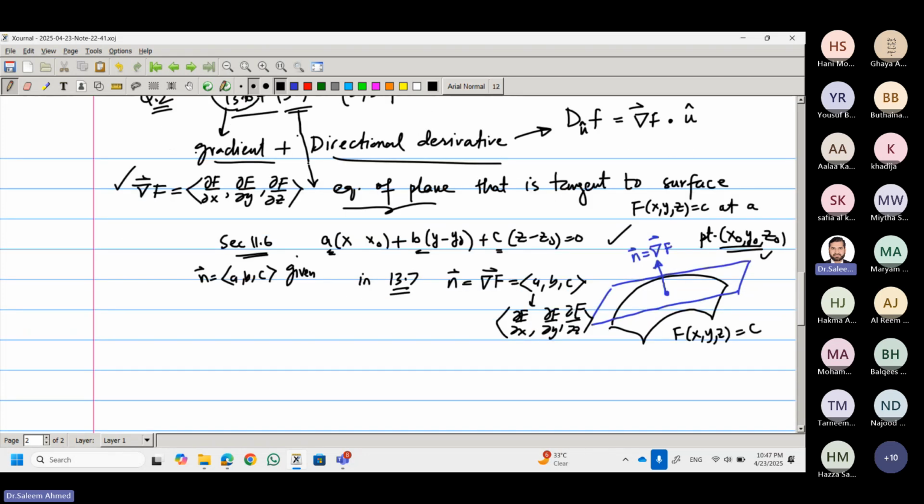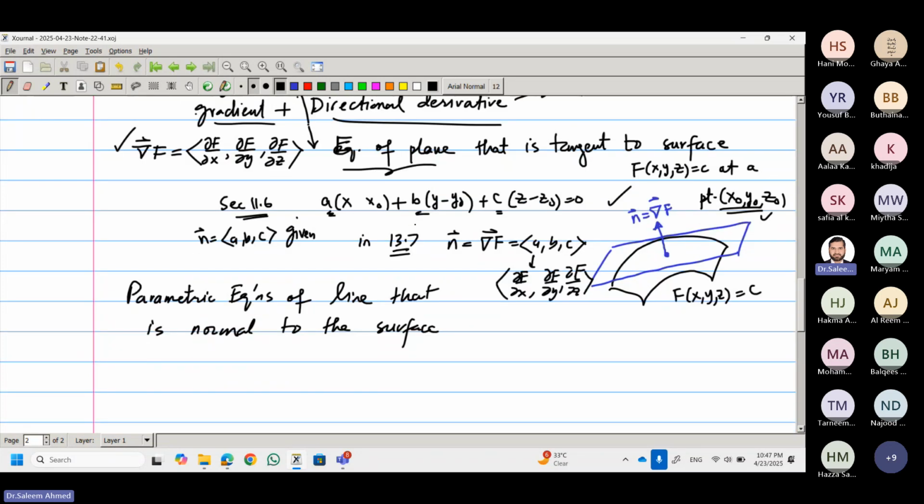So this was a question of a plane. I can also ask you parametric equations of the normal line. Parametric equations of a line were in 11.5. Or you can say parametric equations of a line that is normal to the surface, meaning perpendicular to the surface. Let's say this is the line perpendicular to this surface, making a 90-degree angle.